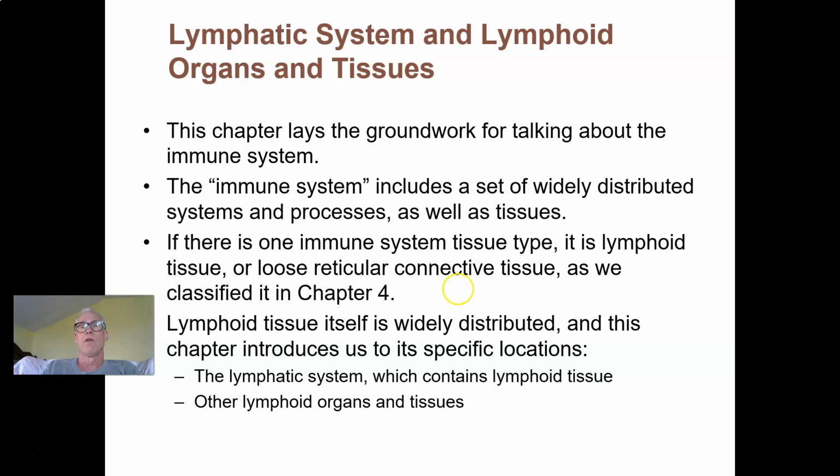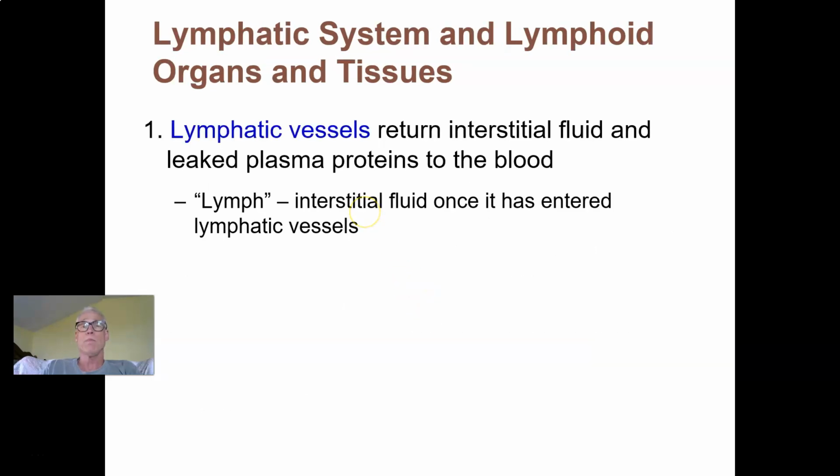Lymphoid tissue itself is found in many different places in the body, including in the lymphatic system, which we'll start out talking about in this chapter, a series of vessels that carries fluid, as well as in some other organs and tissues throughout the body. So again, the lymphatic system, the way we're going to use that term in this chapter, is a series of tubes that carries fluid from one place to another, but it just so happens that interspersed among all those tubes are some little mini organs that contain lymphoid tissue.